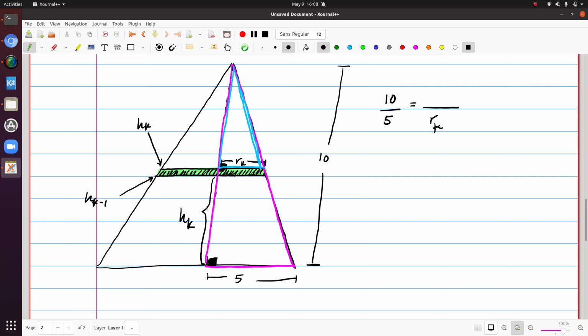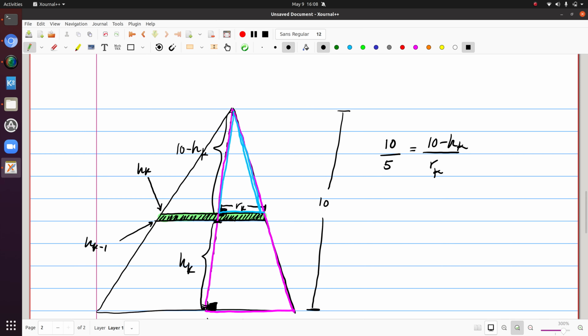Now we have to be a little bit careful about the height. Notice that the height is not h sub k. H sub k is this length. So if I want to get the blue length here, I can take the full height 10 and subtract h sub k. So again, what I'm saying is this part is 10 minus h sub k. Just to be clear, that's what I'm using here.